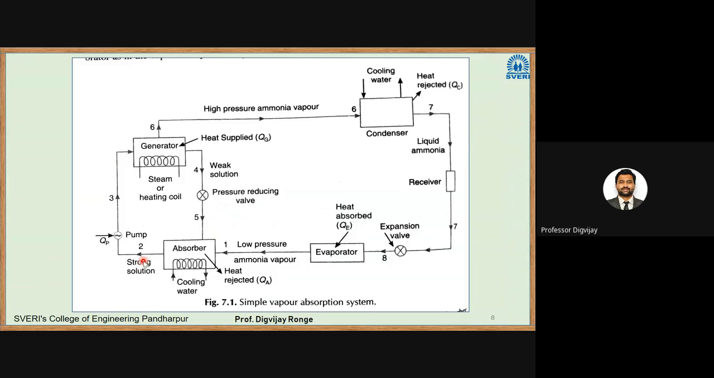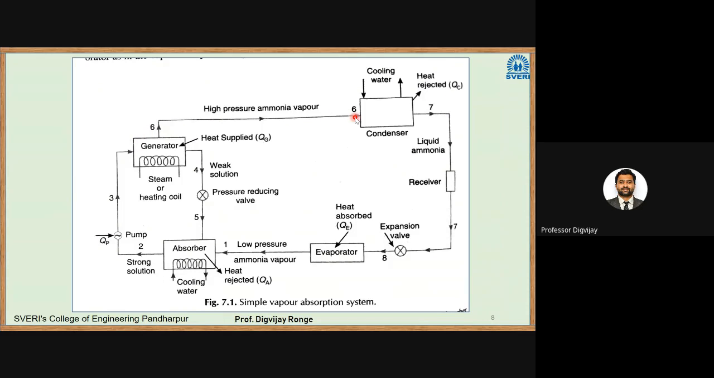So if you see the cycle of this absorber, in this case it is water. Its cycle is absorber, pump, then generator, then pressure reducing valve, and then again absorber. This is the cycle of the absorber. But if I see the refrigerant cycle, it is evaporator, it will come to the absorber, it will go to the pump, generator, then it will go to the condenser.